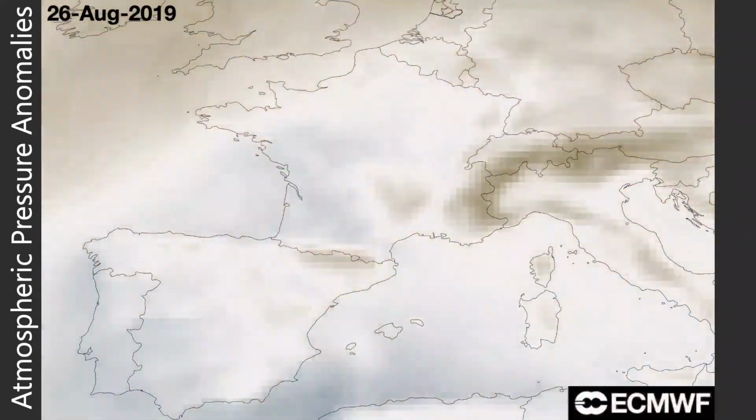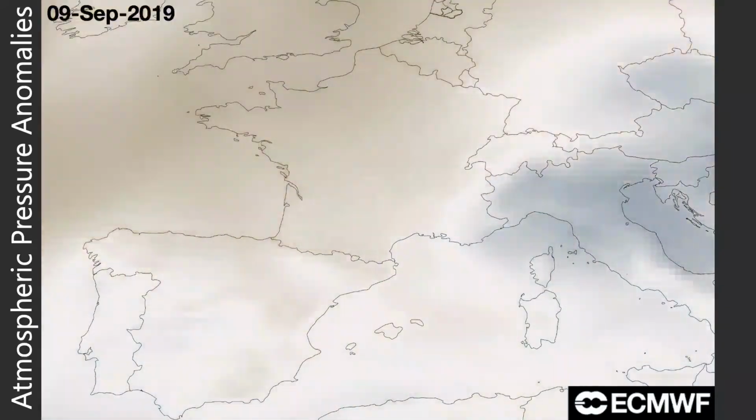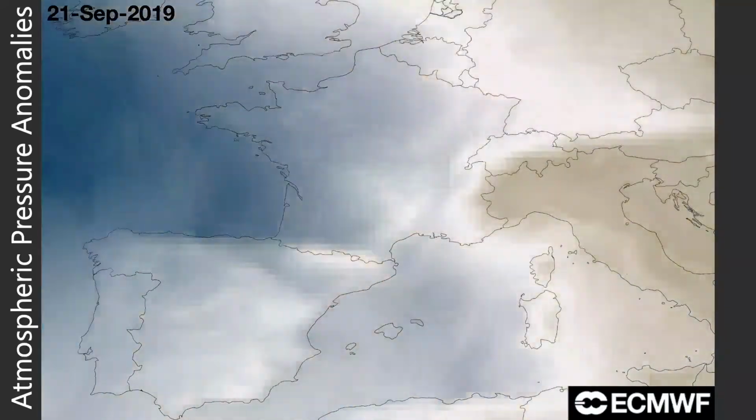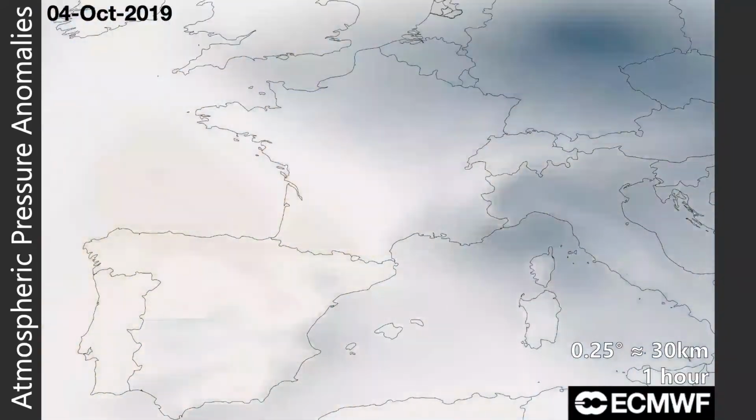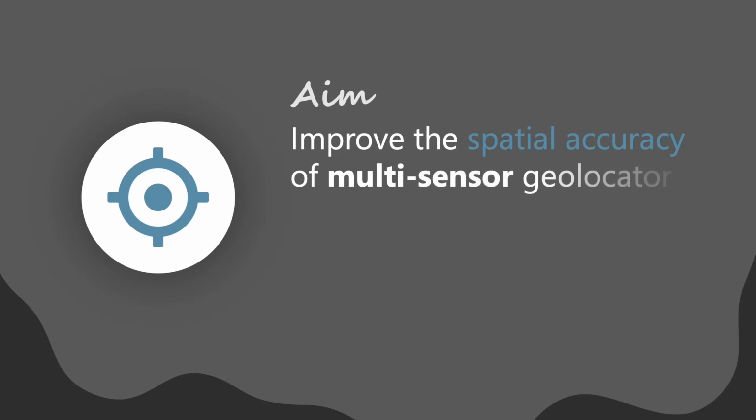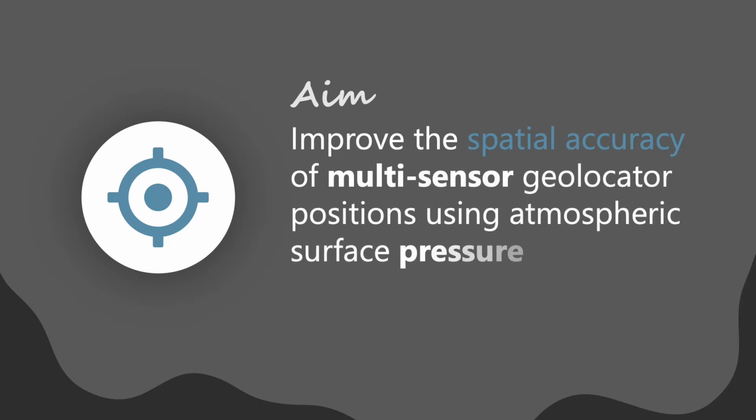And thanks to weather reanalysis data, we now have access to high-resolution data worldwide of 1 hour and 30 km by 30 km. You've probably guessed where I'm going with this. How can we use atmospheric surface pressure data to improve the spatial accuracy of geolocator position?